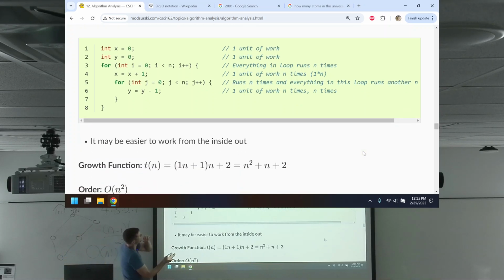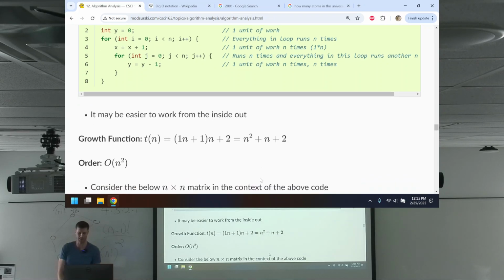But it's complicated because it's 1 times n plus 1 times n plus 2. Right, that's exactly what I said. 1 times n plus 1 times n plus 2. And we can multiply it out. We get n squared plus n plus 2. And you look at this, well, it's big O n squared.